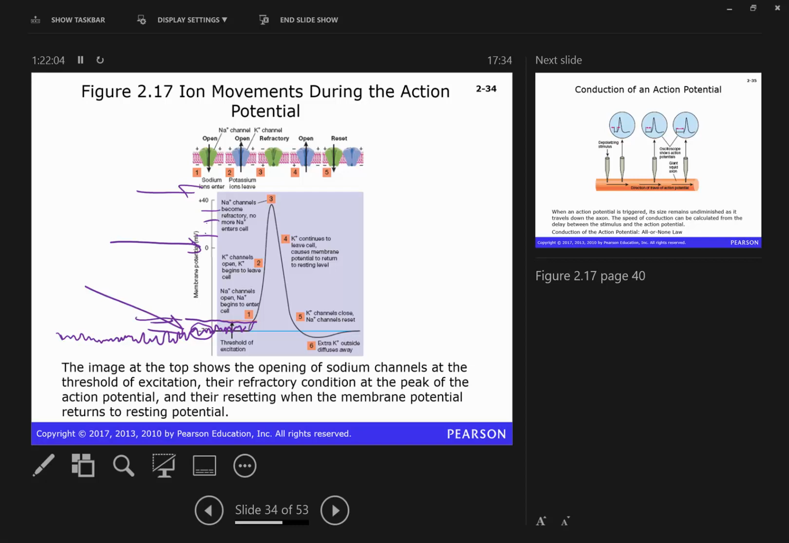The farther you raise that threshold of excitation, the harder it is to fire an action potential. The harder it is to fire an action potential, the more difficult it is to avoid being eaten by a bear. So you want your threshold of excitation fairly low. You don't want it too low, because then your neurons are constantly firing, and you have no idea about what's going on in the world. There's too much noise.